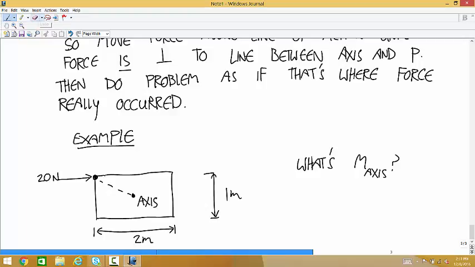So what we have to do is find the line of action of this force, and it's like this. So we can move that point P, the location of that force, anywhere we want along that line of action. And we have to move it to a place where the force is perpendicular to the line between the axis and where the force is. So where along this line of action should I move that force to? Right above, yep.